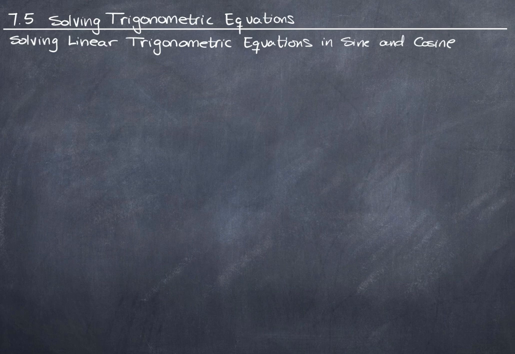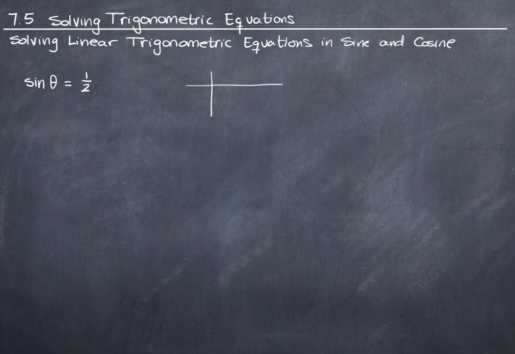All right, so for our first subsection, we're going to be looking at solving linear trigonometric equations in sine and cosine. The easiest type of problem we can do is something that looks like this: the sine of theta equals a half. And really this looks like it's a pretty simple, straightforward type of problem to do.